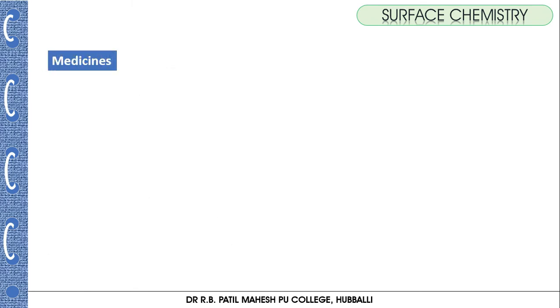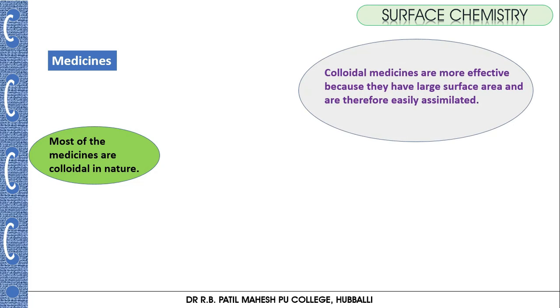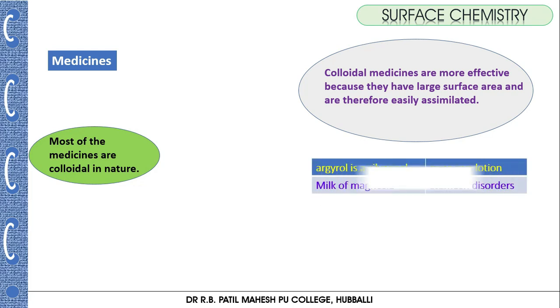Even in the case of medicines, we get large number of colloids. Most of the medicines are colloidal in nature. Colloidal medicines are more effective because they have large surface area and are therefore easily assimilated. For example, argyrol is a silver sol that is used as an eye lotion, whereas milk of magnesia is used in the case of stomach disorders, generally in the case of gastric.